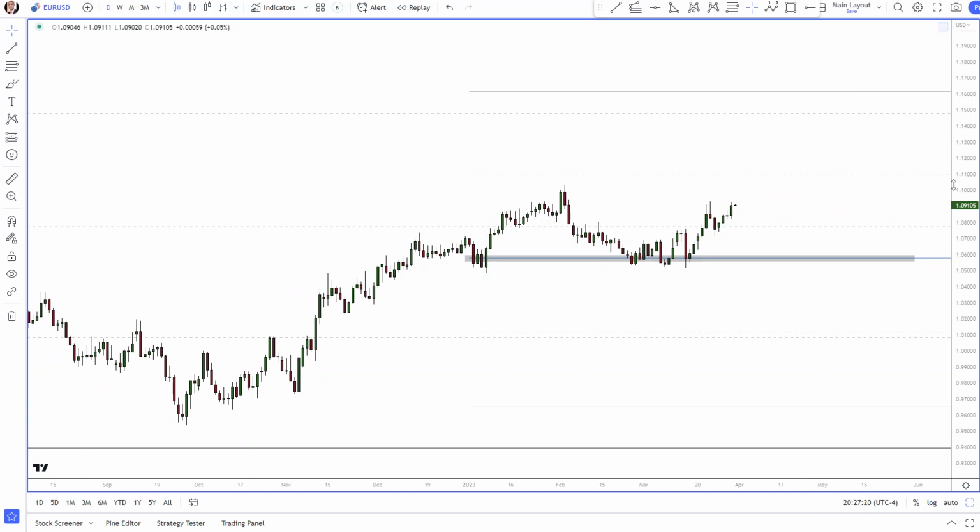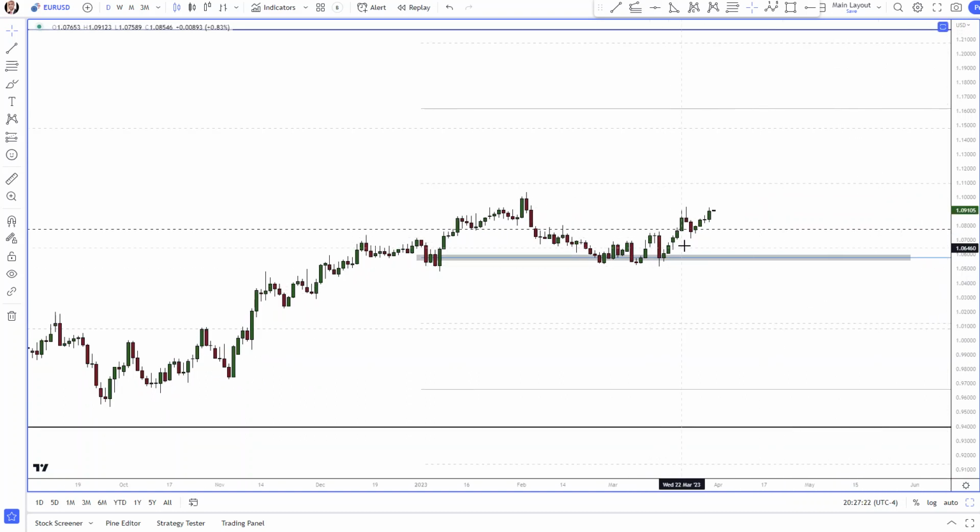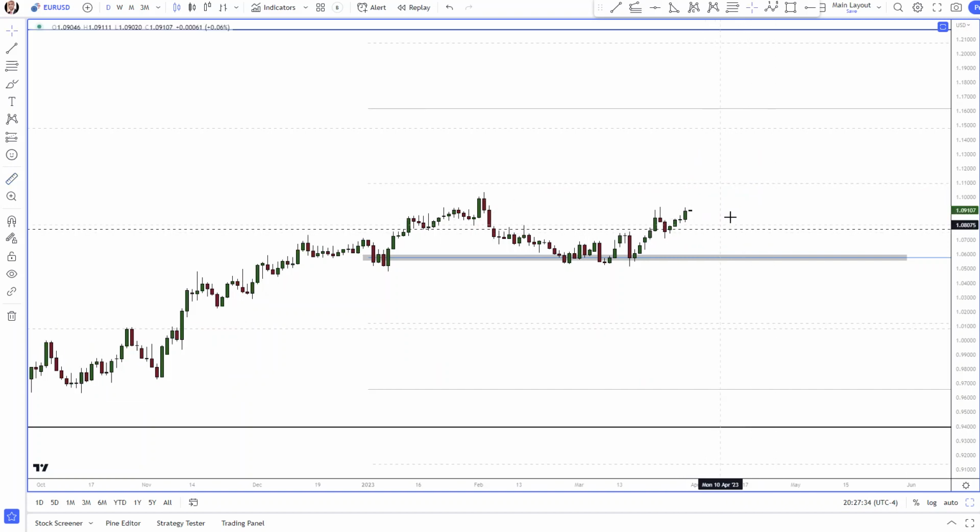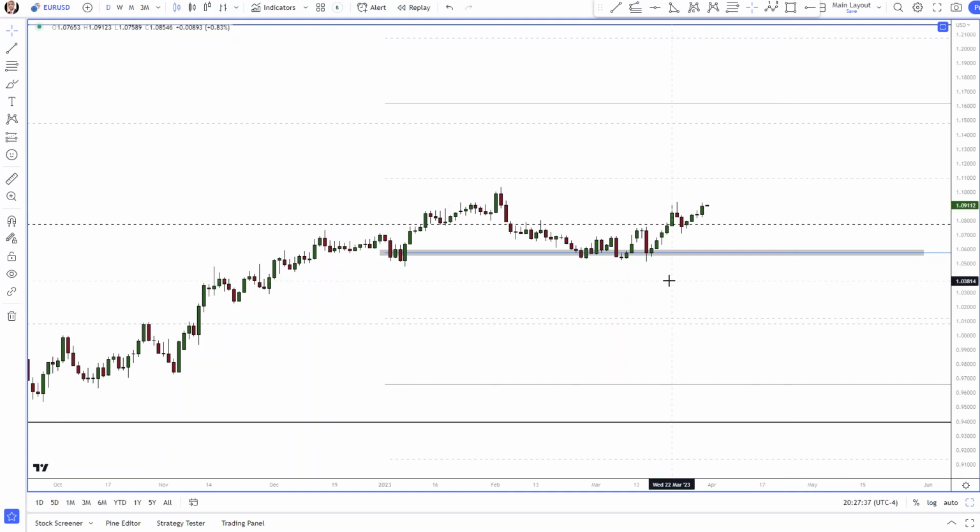So that's it for now when it comes to the Euro USD. That's what we're looking for right now. Positions are looking good, long positions, and if we're looking for this target up here, we still have about 185 pips remaining. But right now we're sitting on 100 pips, and that should be okay.